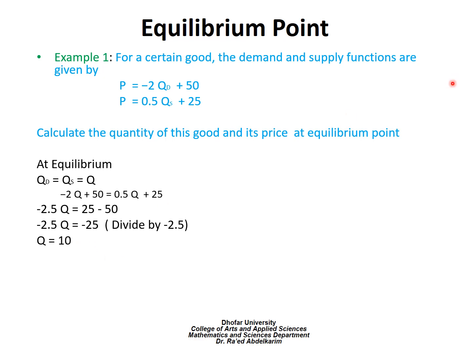Now we need to find the price also. If we substitute this value in one of these two equations, we can calculate P. Let's choose the first equation for substitution. I wrote it here and substitute Q by 10, and then we will find that P equals 30. So at equilibrium, Q equals 10 and P equals 30, and this is the answer for this example.